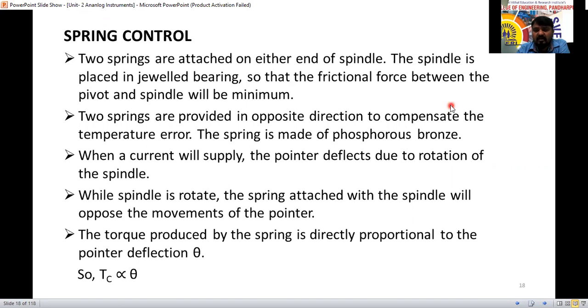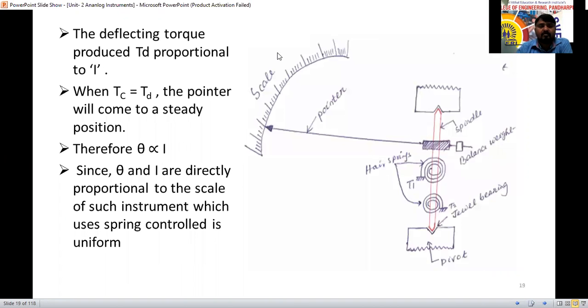So suddenly, by removing the supply, both the spring forces will be opposed. Slowly the pointer will come back to its original position. So the torque produced by the spring is directly proportional to the pointer deflection. So the controlling torque is directly proportional to theta. How this theta is directly proportional to the TC, we will tell here.